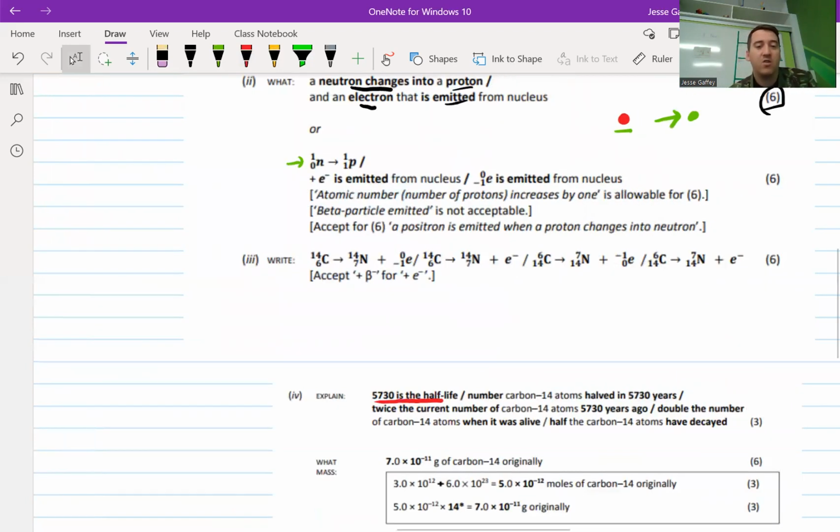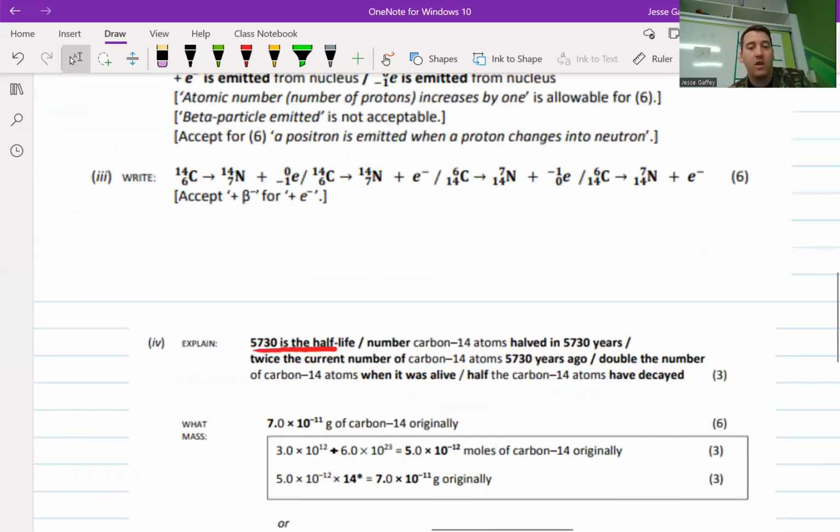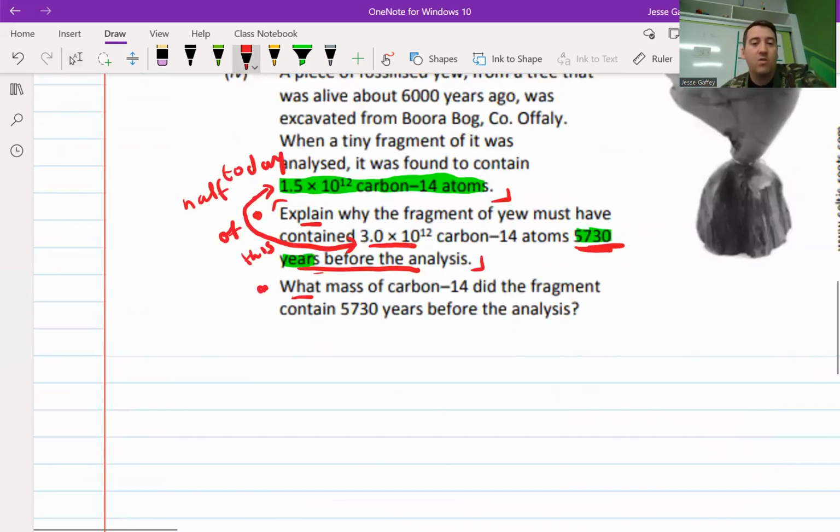Well, 5,730 years is the half-life. So it makes sense that one half-life ago, we would have had twice the amount of atoms that we have now. I'm also going to get you to pause the video and have a look at the other answers there and see if you can get any of them to match your answer. Pause the video. All right, that was worth 3 marks. Okay, now on to the next one.